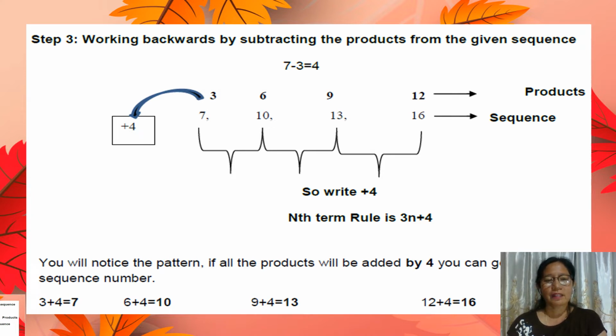Like 3 plus 4, that is 7. 6 plus 4, that is 10. 9 plus 4, 13. And 12 plus 4, 16. So the sequence is 7, 10, 13, and 16.